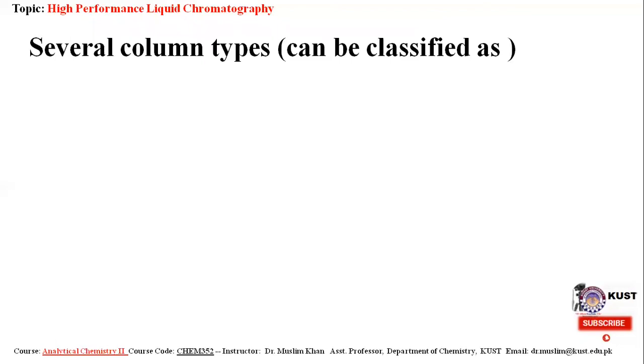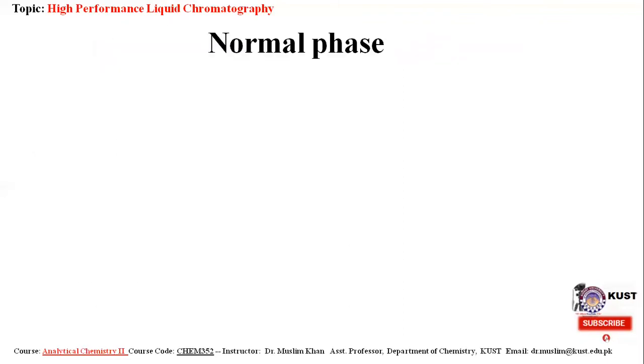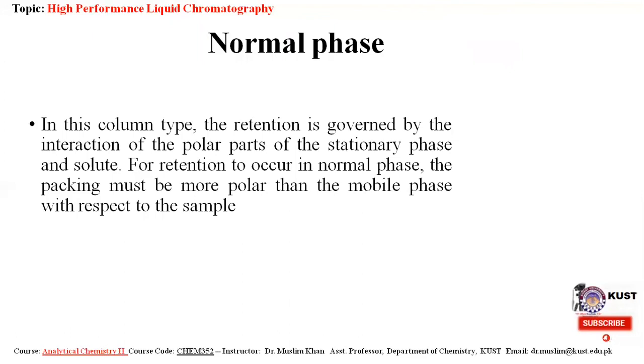Columns are of different types. Several types of column can be used, and on the basis of this, we call it normal phase chromatography or normal phase column, and the other is reverse phase column, size exclusion column, and ion exchange column. So, what is normal phase chromatography or normal phase column?